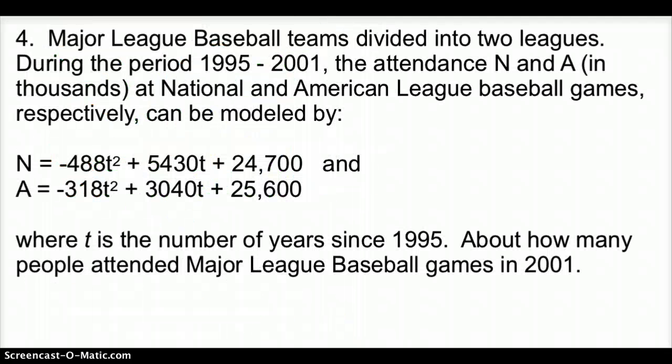And one more with number 4. Now we have a word problem that states a Major League Baseball team divided into 2 leagues during the period of this, the attendance N and A in thousands, so remember the answer is going to be in thousands, at National and American League baseball games can be modeled by these 2 equations where T now is the number of years since this, about how many people attended Major League Baseball games in 2000.